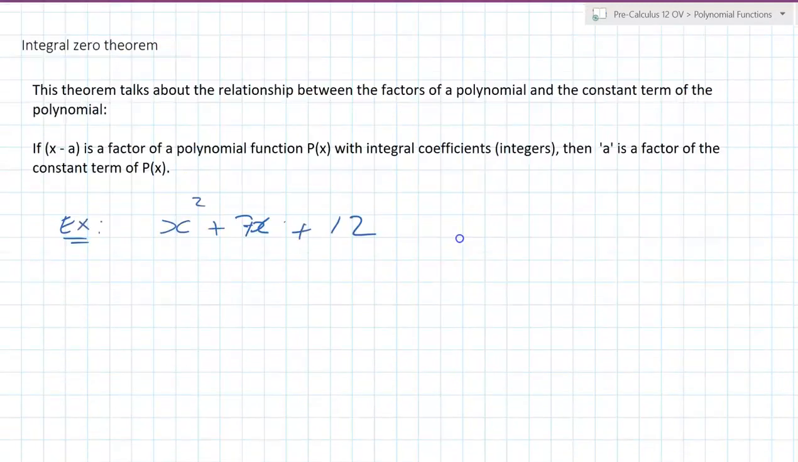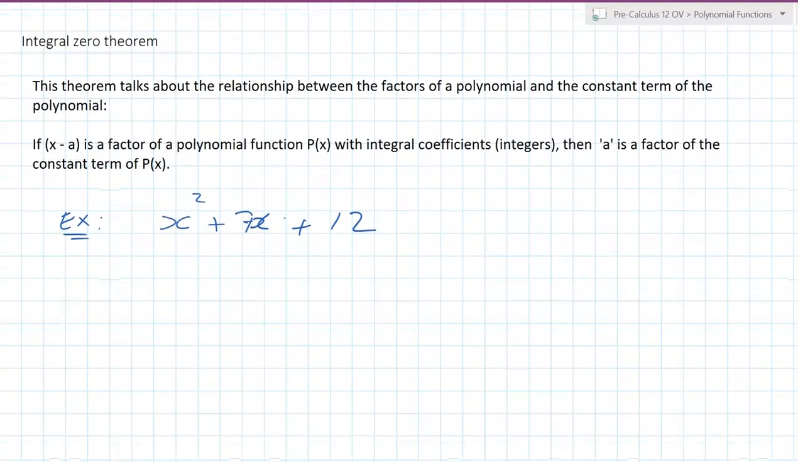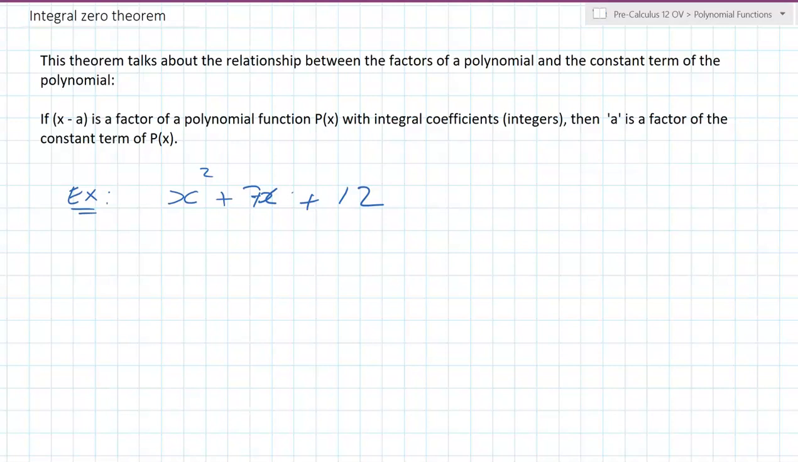Okay, so now let's look at another theorem. It's called the Integral Zero Theorem, and that is a very special theorem. It talks about the relationship between the factors of a polynomial function and its constant term. Basically, what it means is that you have this constant term.